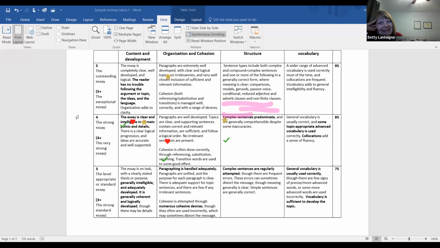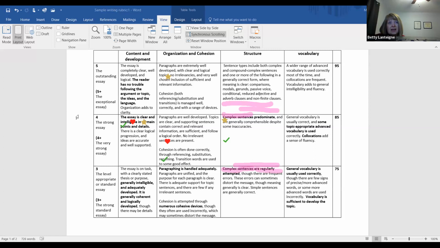We need a norming session. In terms of grammar, yeah, I recognize the complex sentence structures, but there are errors, and this is a place where you can evaluate the grammatical accuracy. And there are errors that do distort the message, even though you get a general idea.